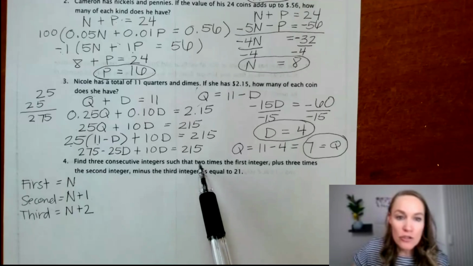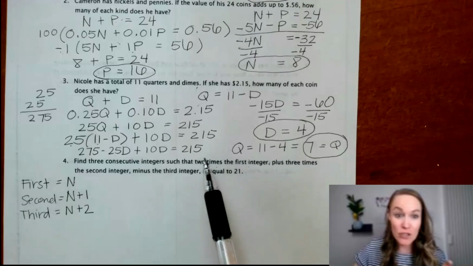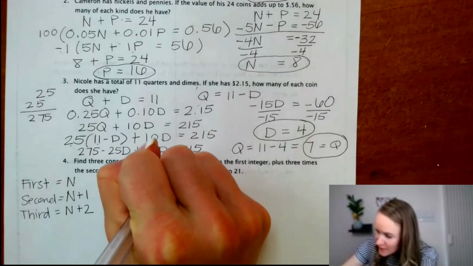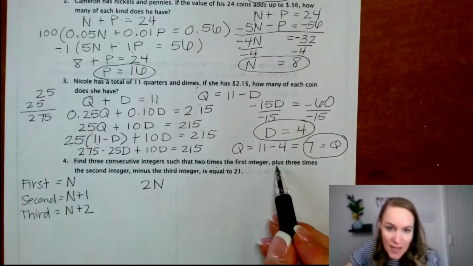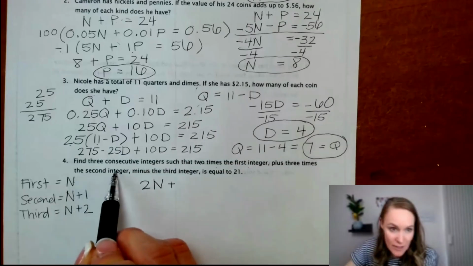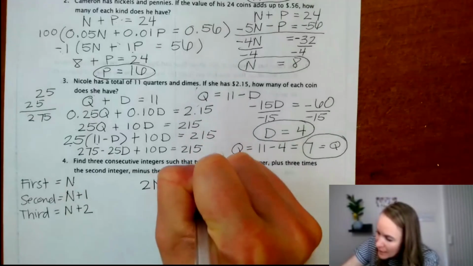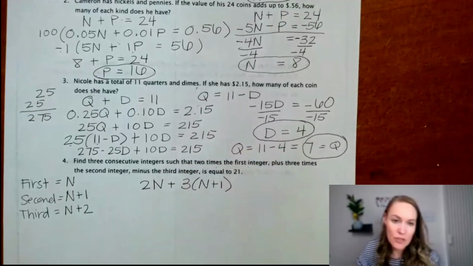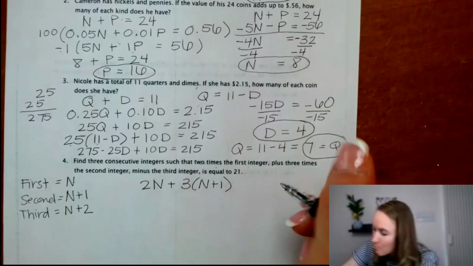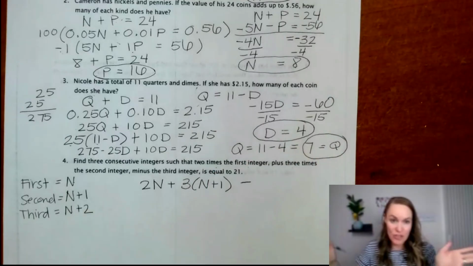Okay. 2 times the first integer. Okay, so that's 2 times n, right? 2 times the first integer plus 3 times the second integer. So here's the second integer, and we're going to go 3 times the second integer minus the third integer. So minus, okay, the third integer and nothing times it. It's just the third integer.